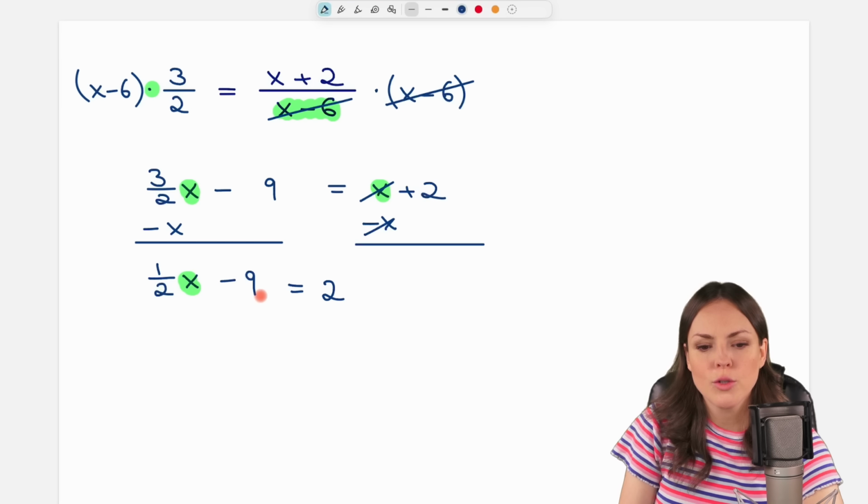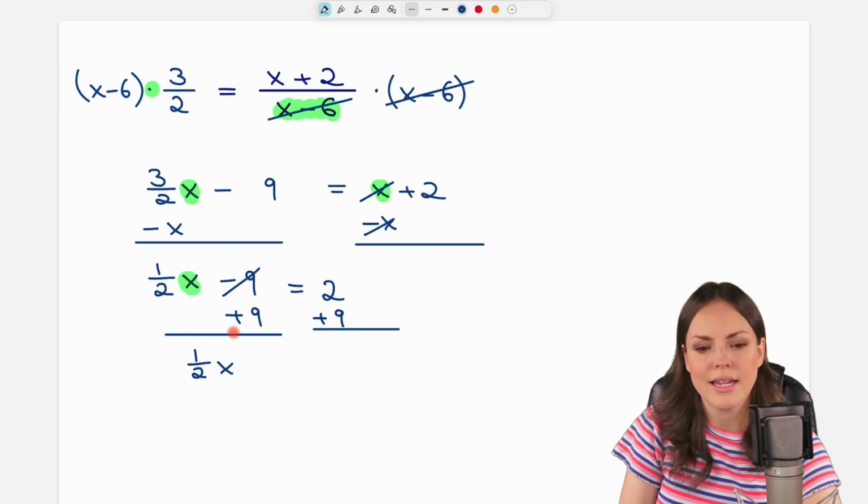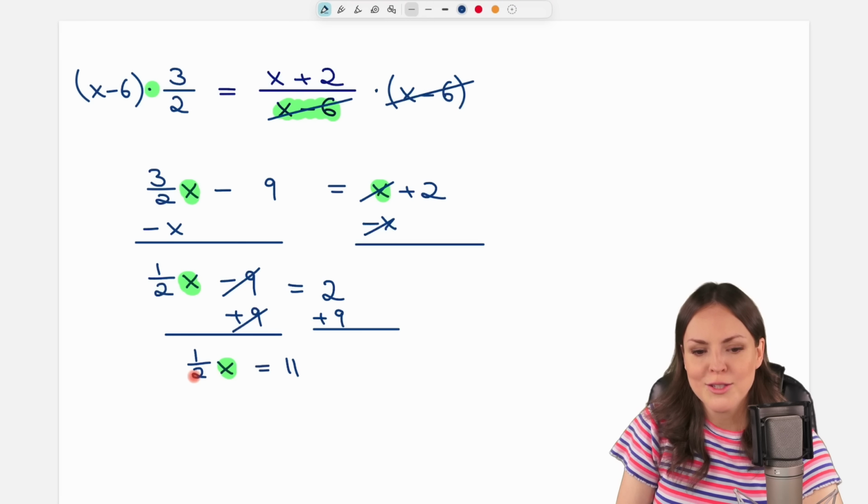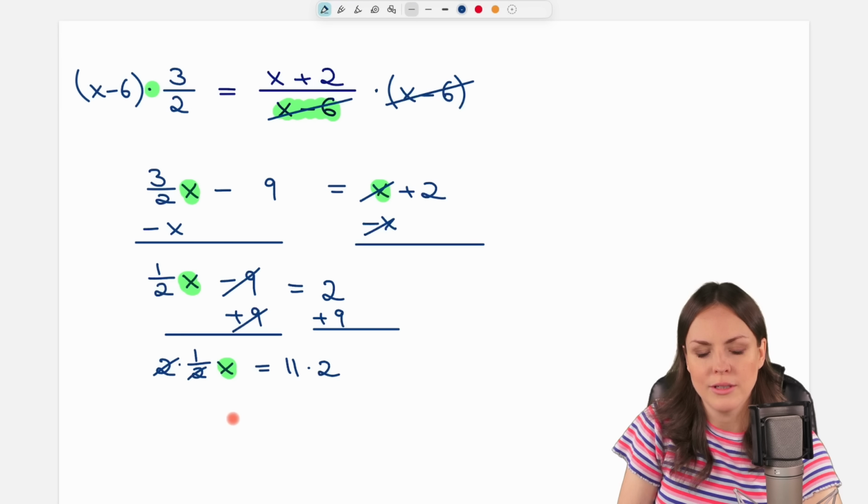To solve for x, we add 9 on both sides of the equation so that we have 1/2 of x here. This cancels out, and on the other side, 2 plus 9 equals 11. To solve for x, we can multiply both sides of the equation by 2 here and here so that it cancels out here, and only x is left. 11 times 2 equals 22.